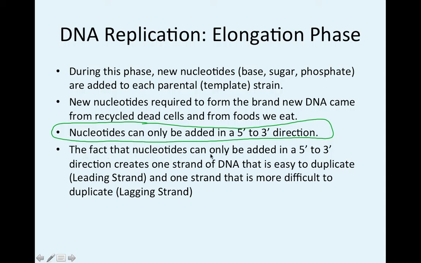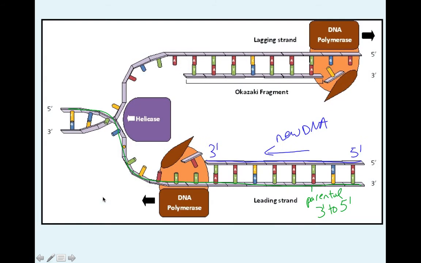Now, the fact that nucleotides can only be added in the 5' to 3' direction creates one strand of DNA that is easy to duplicate, which is our leading strand, and then one strand that is much more difficult, the lagging strand. So we're going to start with the leading strand. Here's a picture of what's happening. Right down here is our leading strand. It's going to be very easy to duplicate.